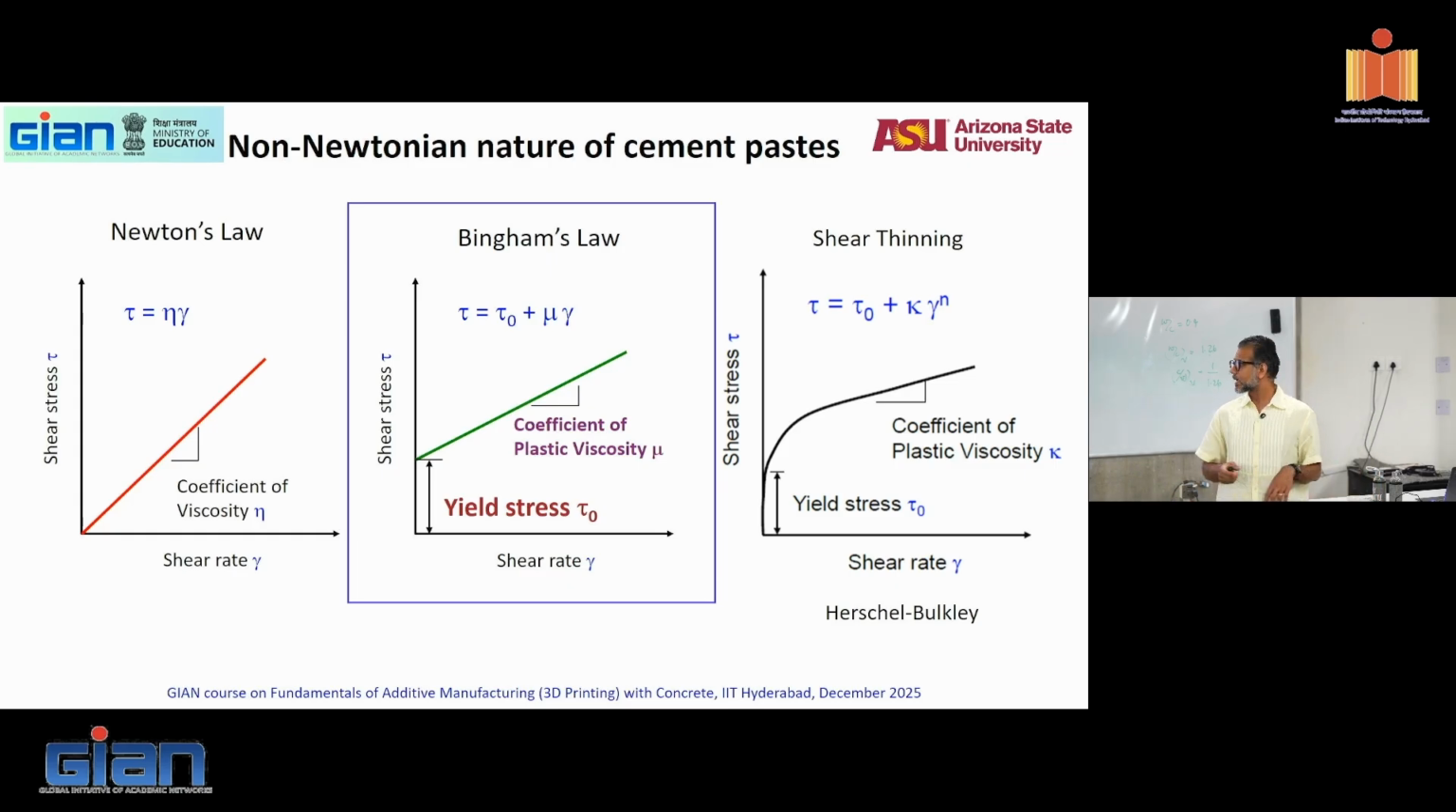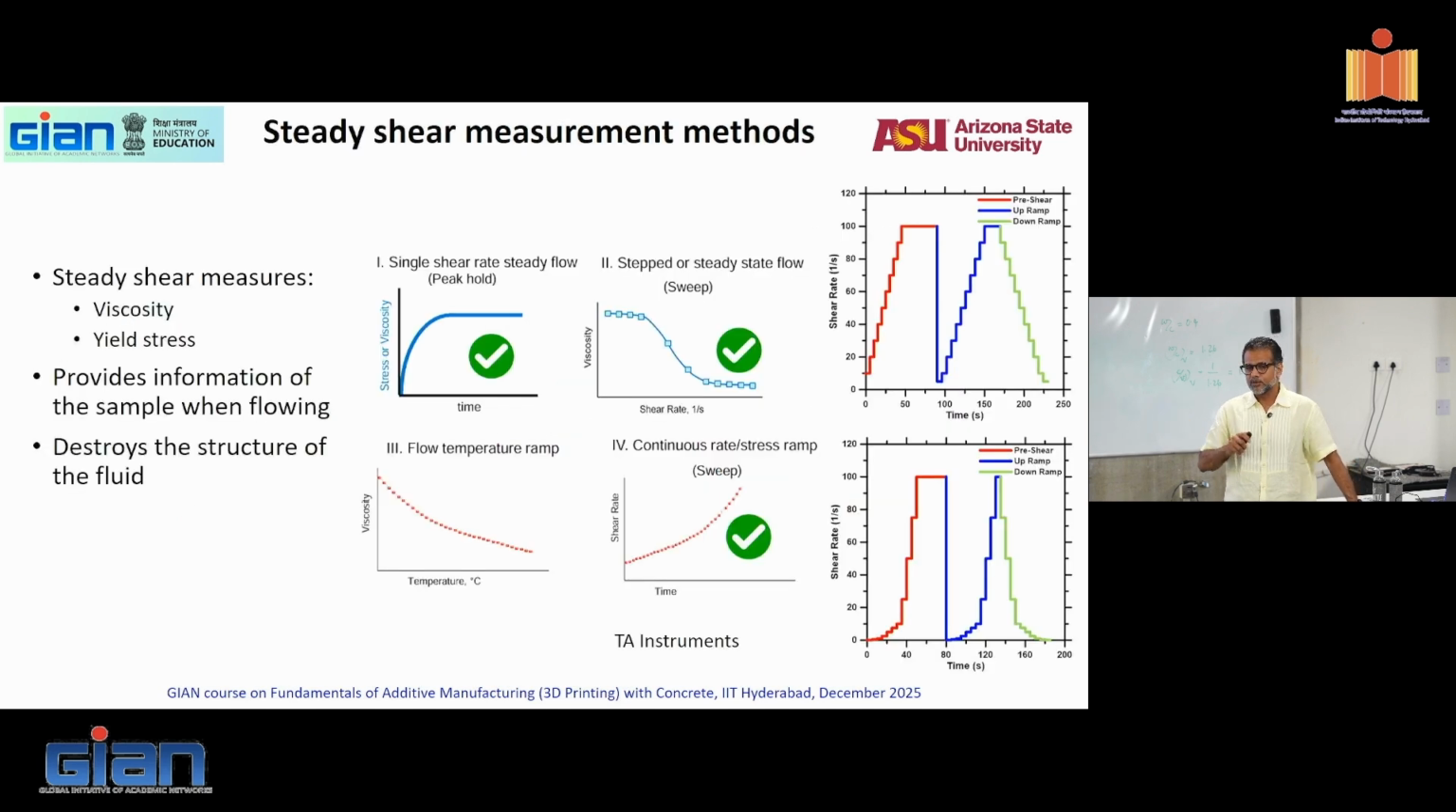This is a model called the Herschel-Bulkley model. Herschel and Bulkley came up with it. It's a shear thinning model. So, Bingham is commonly used. Herschel-Bulkley also is commonly used in cementitious materials. But I'll show you another interesting thing as we go through.